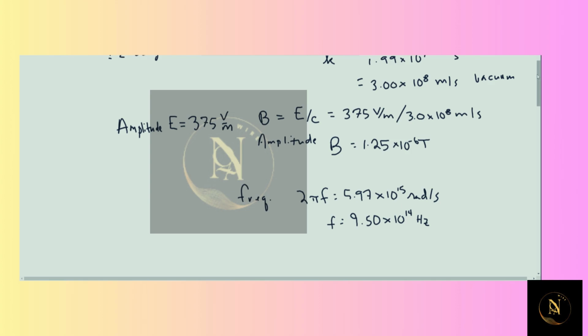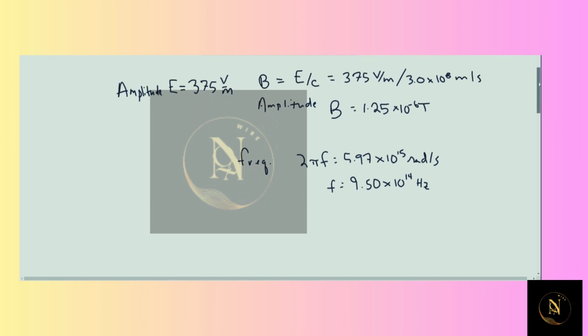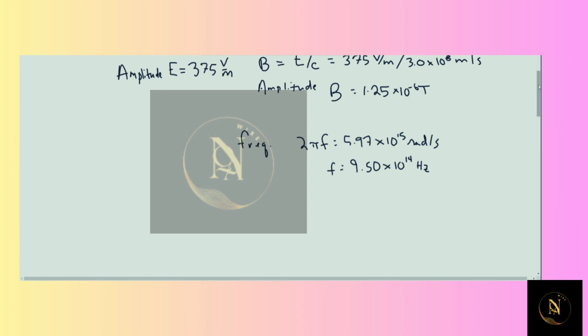So there are now a couple of ways we can find the wavelength. But before we do that, let's talk about the period of the oscillation, which is the inverse of the frequency in hertz. And that is simply 1.05 times 10 to the minus 15 seconds. So that is the period of oscillation.